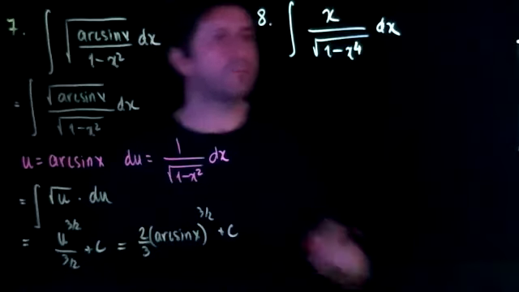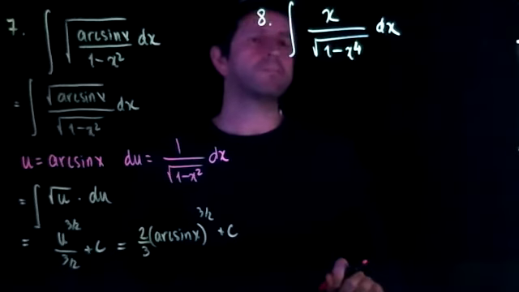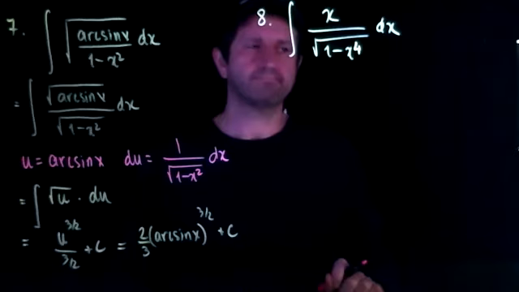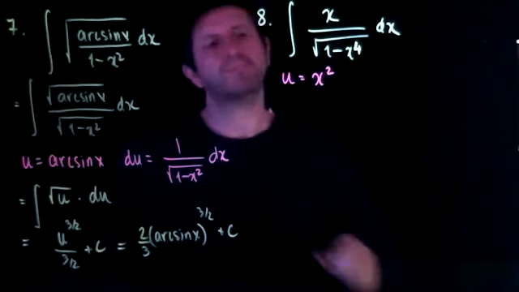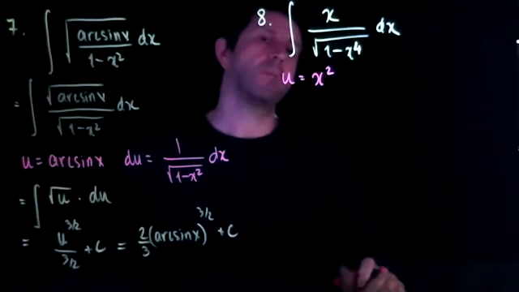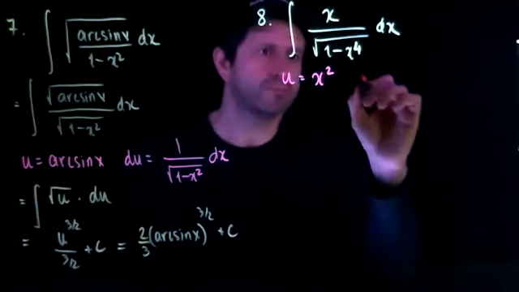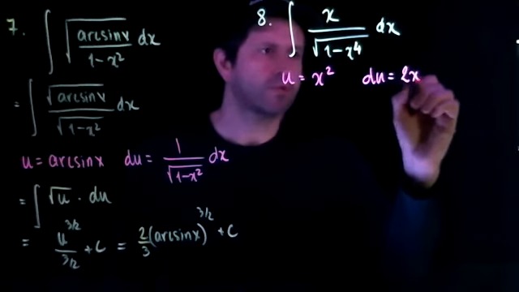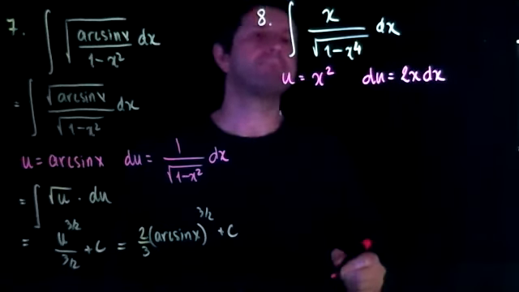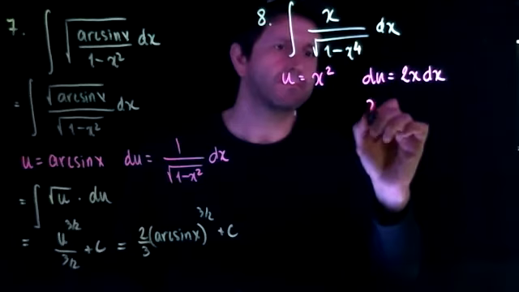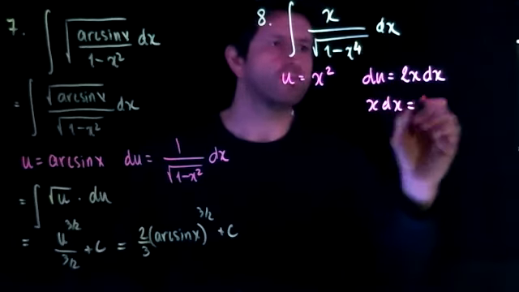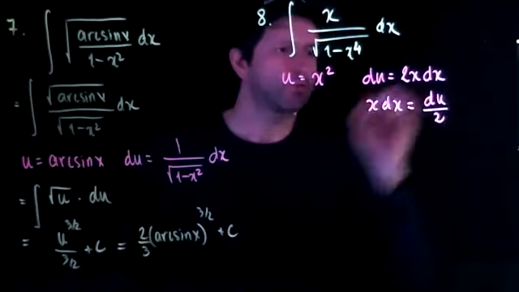Okay, so what we're going to put as a u here, this one's a bit more tricky. So u, I'm going to put x2. That way, when I do the derivative of x2, I get 2x dx. And therefore x dx is equal to du over 2.